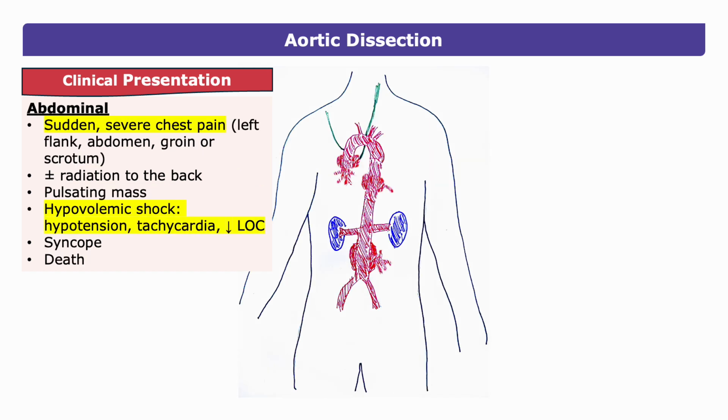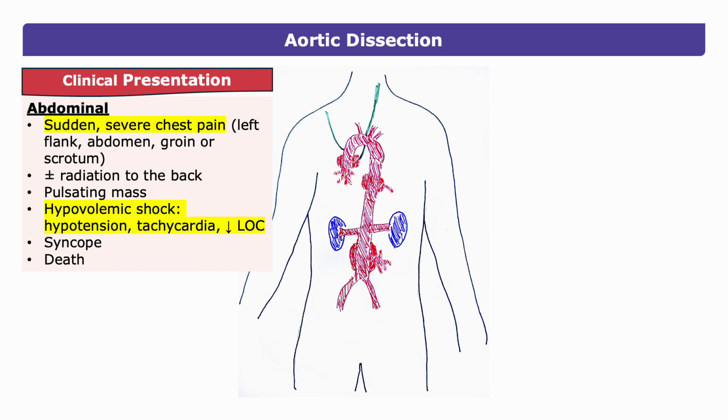Abdominal dissections are going to be presenting in a similar manner. So individuals might complain of sudden severe chest pain or abdominal pain radiating to the left side, to the groin, the scrotum, the back, a pulsating mass. I want you to pay attention to hypovolemic shock because this is going to be a clear indication that a dissection has occurred and it's going to be presenting with hypotension, tachycardia, and decreased level of consciousness.